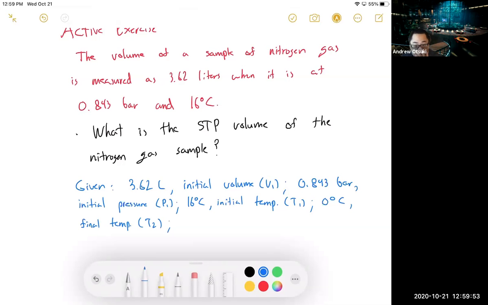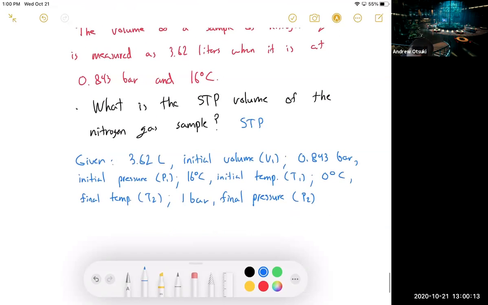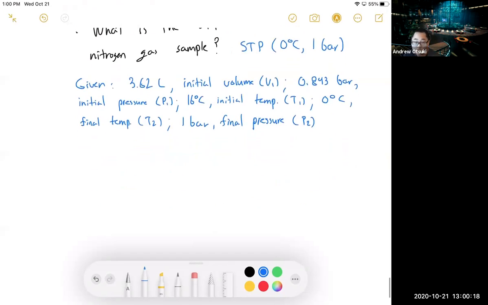And lastly, we have 1 bar as my final pressure. 1 bar, final pressure. So that is P2. Okay, so remember STP conditions is 0 degrees C and 1 bar right here. Okay, so now let's, so we're almost done, guys. This example will be the last thing we do, and maybe one comment.